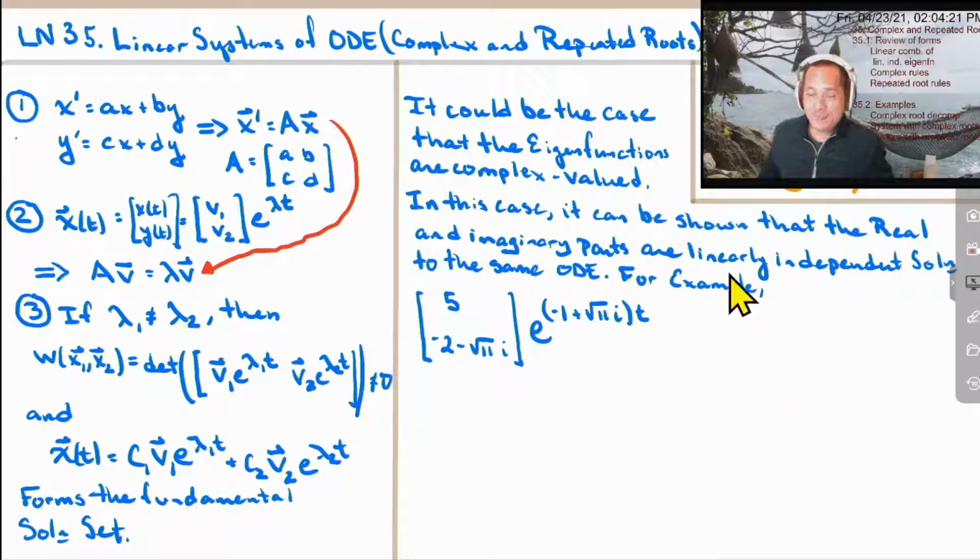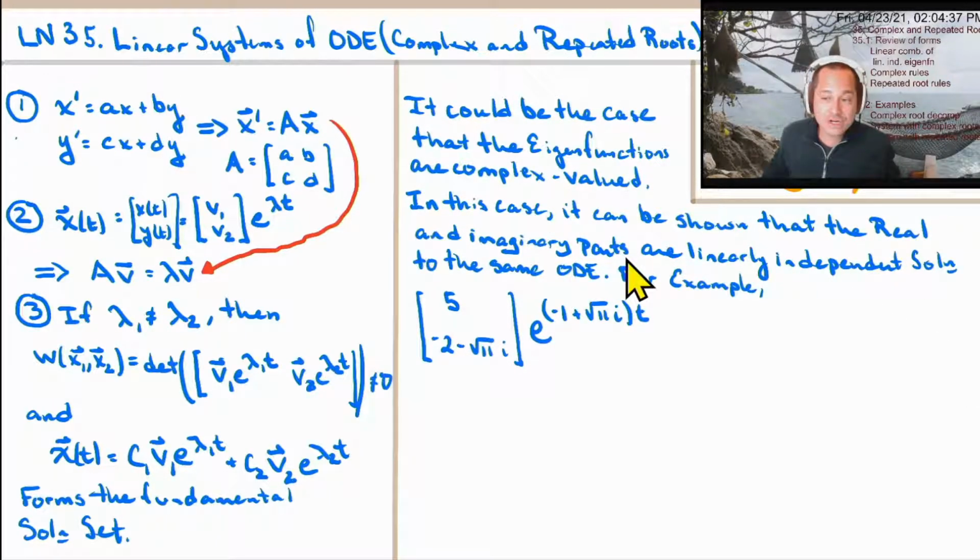Okay, so it could be the case that the eigenfunctions, right, these functions right here, which are the solutions to the differential equations, could be complex valued. In this case, it can be shown that the real and imaginary parts of just one of the 2 solutions are linearly independent solutions to the same ODE. That's part of the theory. We don't have to verify that every time. We just know that it's out there.